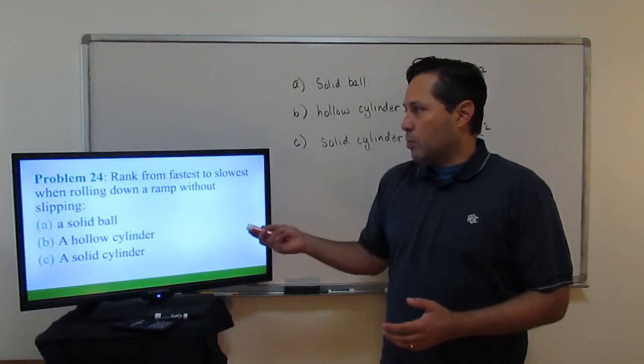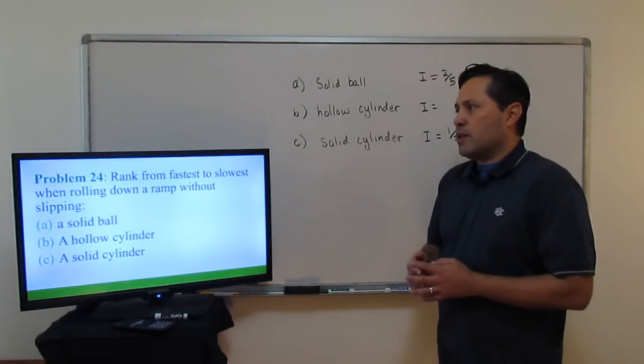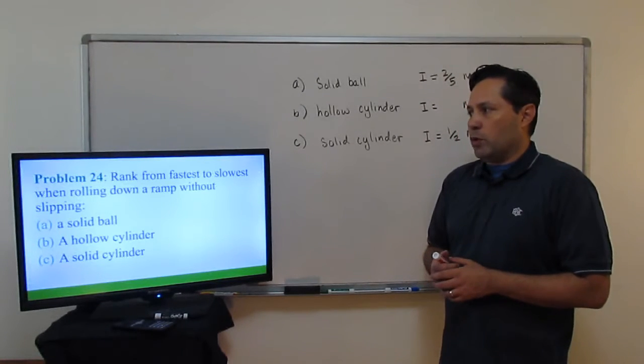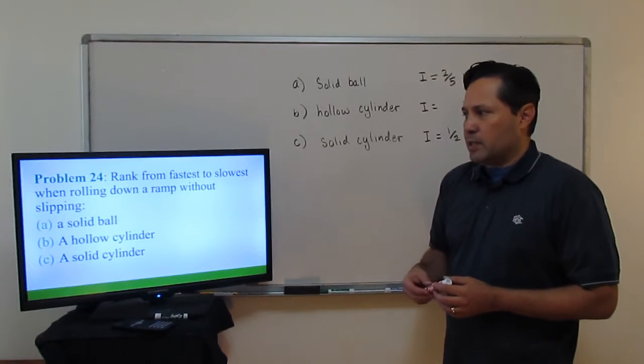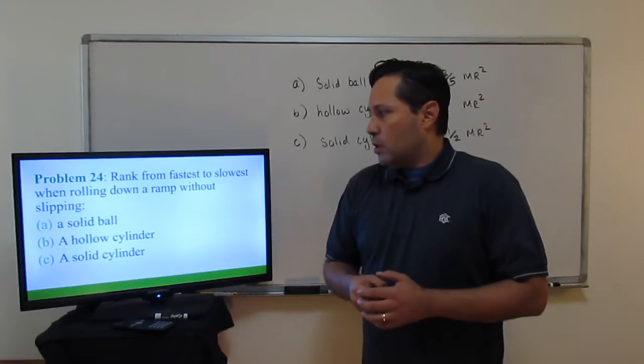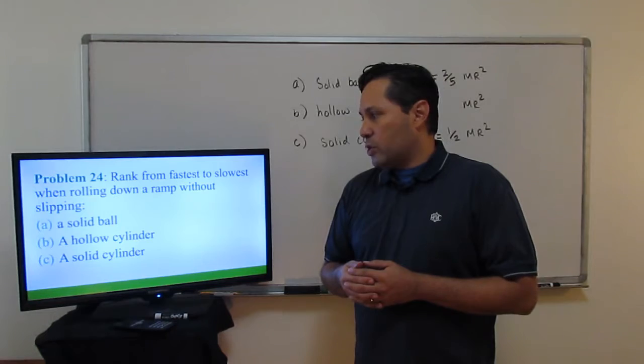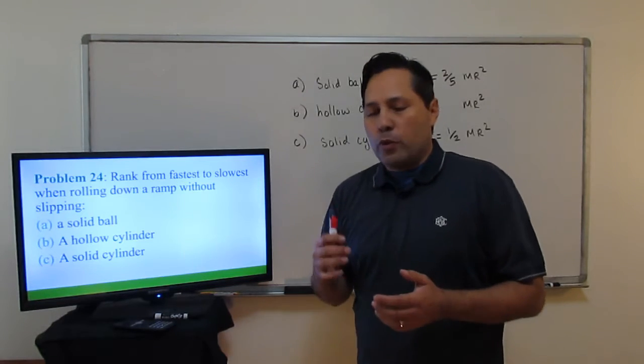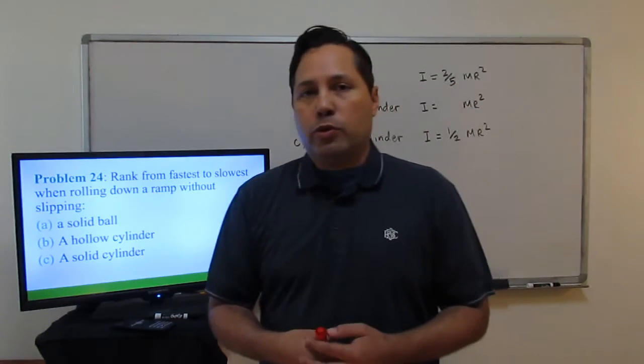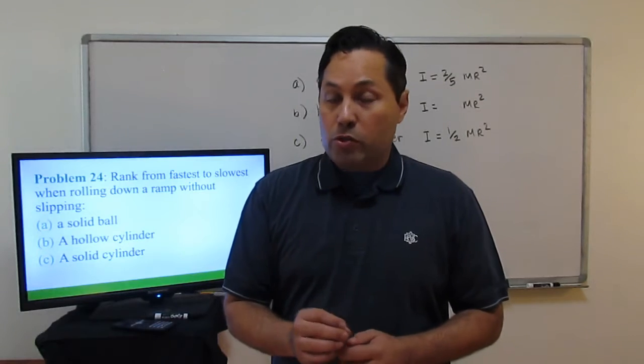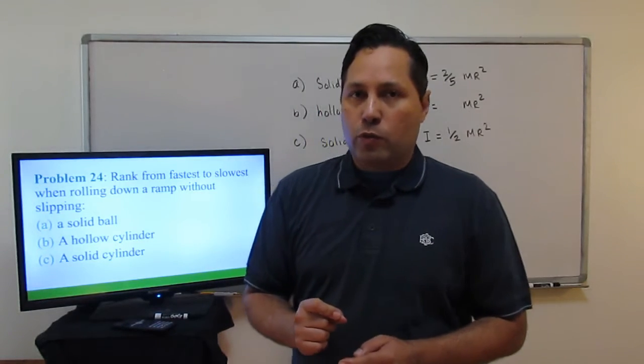Next, let's take a look at problem number 24. They ask you to rank from fastest to slowest when rolling down a ramp without slipping. Is it A, a solid ball, B, a hollow cylinder, or C, a solid cylinder? Alright, so who's going to roll the fastest, who's going to roll the slowest? Well, that depends on their inertia. So we should take a look at the formula for inertia for each one of these.